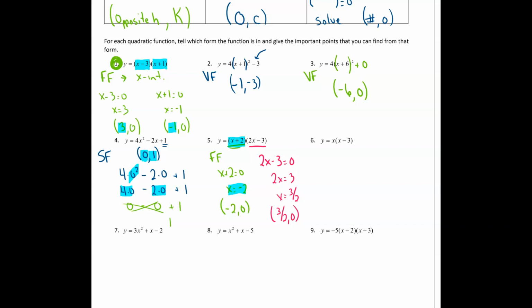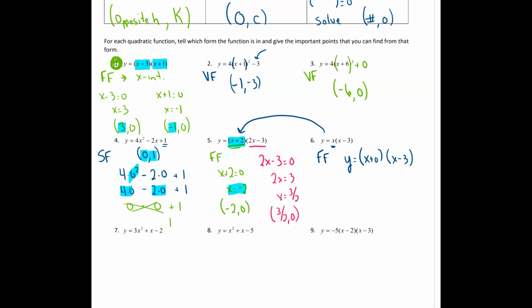So number 6, I've got parentheses, and I would say it looks more like, let me switch here, hold on, sorry. It looks more like factored form because I don't see the parentheses squared. But it doesn't quite look like number 5. But if you really want to make it look like number 5, you could do this. You could just say y equals and do x plus 0 because that still is worth this x and then x minus 3. But it's not necessary to have this x plus 0.